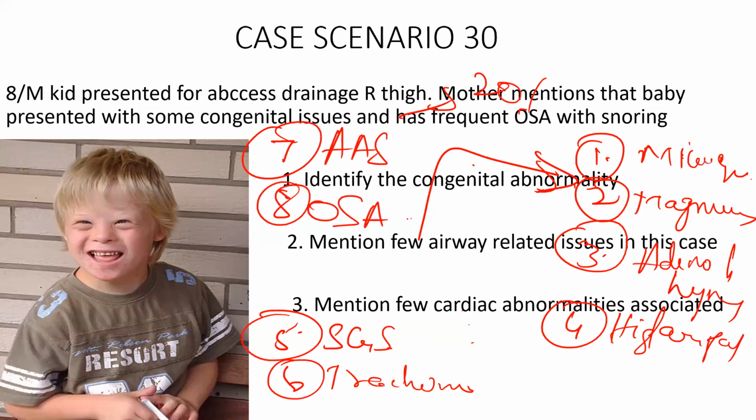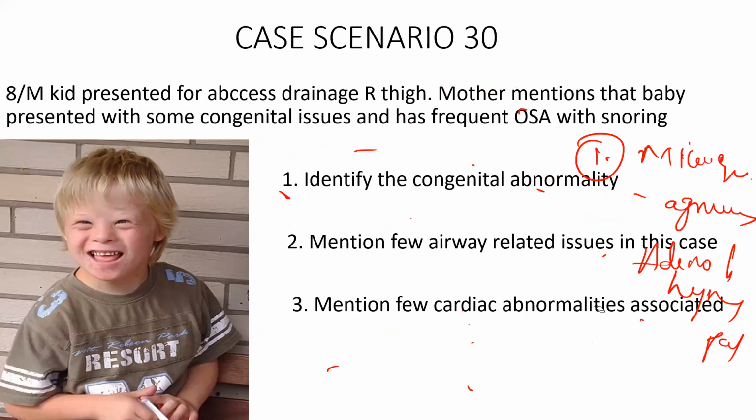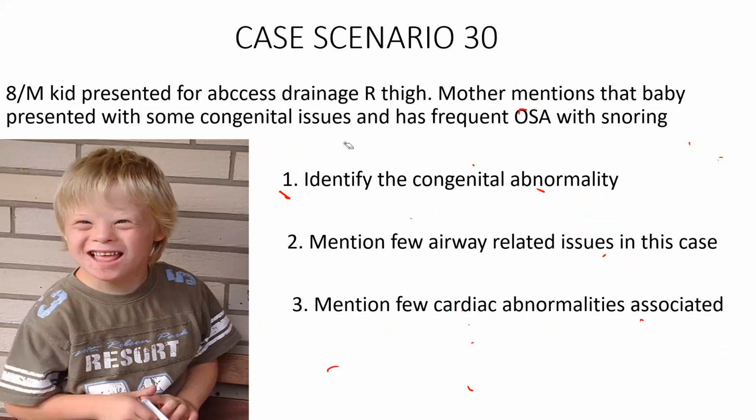So these are the different airway-related issues Down syndrome can present to you, or they can cause a problem when they come for anesthesia. Good. Mention a few cardiac. Duodenal atresia. That is not an airway-related problem, isn't it? I mean, you're worried about aspiration.